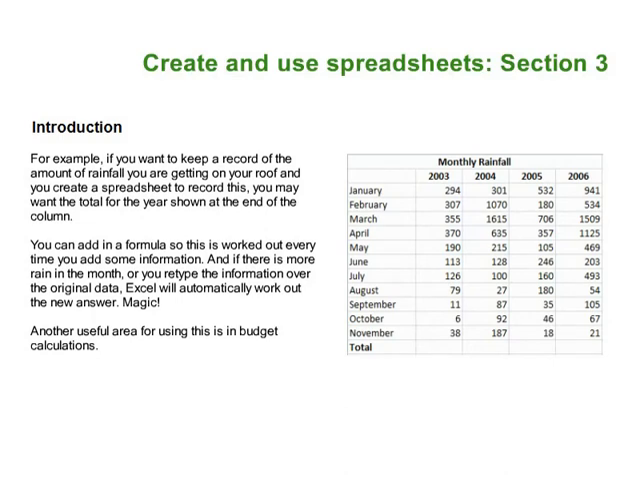For example, if you want to keep a record of the amount of rainfall you are getting on your roof and you create a spreadsheet to record this, you may want the total for the year shown at the end of the column. You can add in a formula so this is worked out every time you add some information. And if there is more rain in the month, or you retype the information over the original data, Excel will automatically work out the new answer. Magic. Another useful area for using this is in budget calculations.